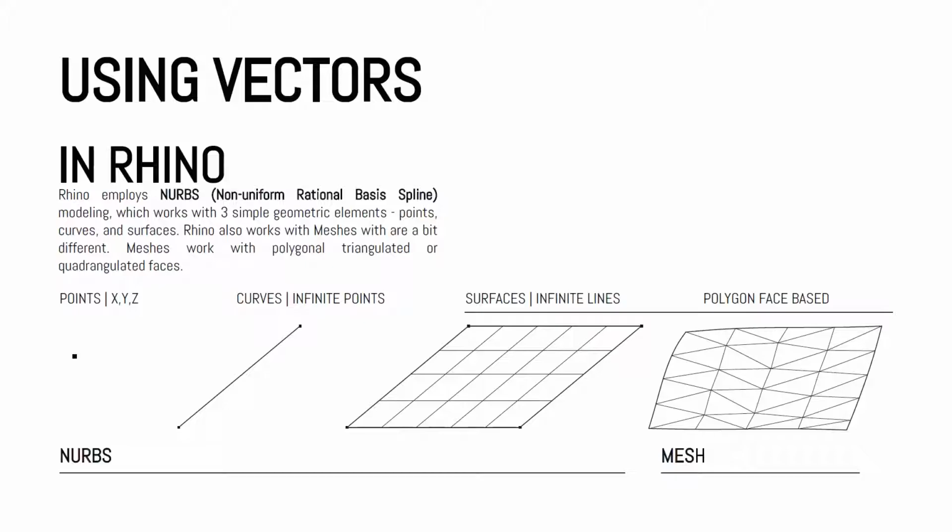If I've got a curve, I can extract a point from any point along that curve, and a point, of course, is just a single point in space. And that's different from meshes. Rhino also works with meshes, but they're calculated differently. They're not calculated using NURBS.